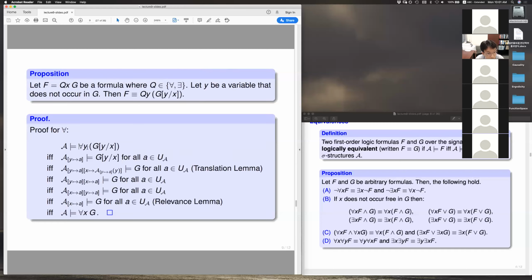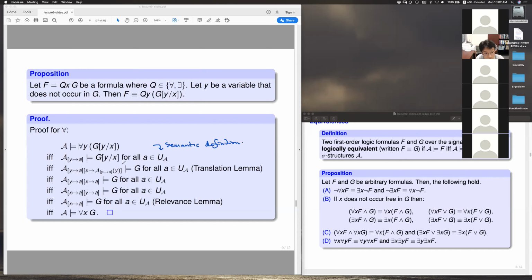So the structure A satisfies the universally quantified formula where this X is replaced by Y. So that's the first line. And if we look at the original semantics of the universal quantification, that means that for all A, if we update the structure so that the quantified Y gets bound to A, what's inside the quantification is going to be true. So this is really coming from the semantics. So it's by definition. Okay.